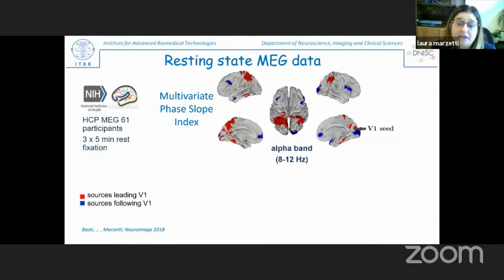What we observed is that, for instance, if we seed the visual cortex, the method, averaged across 61 participants, each performing three blocks of 5 minutes of resting state with fixation, shows that there are sources whose activity precedes V1 in the alpha band, and sources whose activity follows V1. For instance, the parietal sources seem to exert, if you can interpret this as a temporal precedence, a top-down drive from parietal to visual cortex, and this seems to be the case.